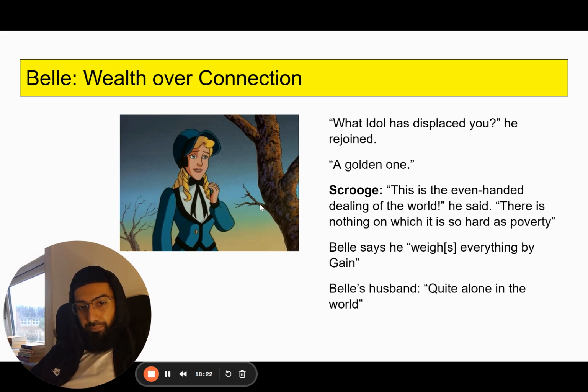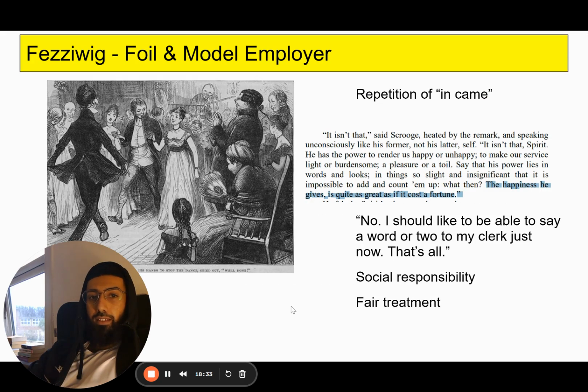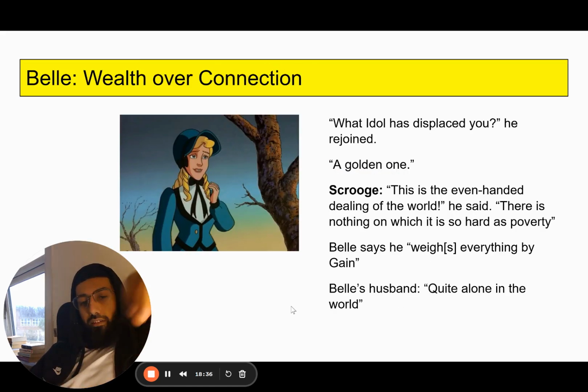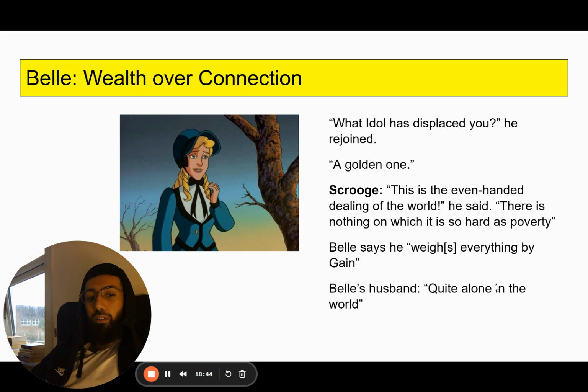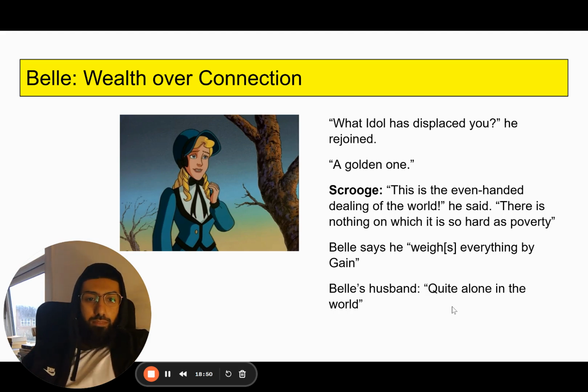And later on in this section, it fast forwards a bit, still in the past, but we see Belle again, and she's married, which instantly contrasts if we go all the way back to Scrooge being isolated here. And Belle's husband sees Scrooge alone in his office, and he describes Scrooge as quite alone in this world. So we have this image that's just constantly developed of Scrooge's isolation. Like, he's got no family, no friends, no connection. Whilst Belle's life has moved on and she's now a part of a family, Scrooge is still alone.